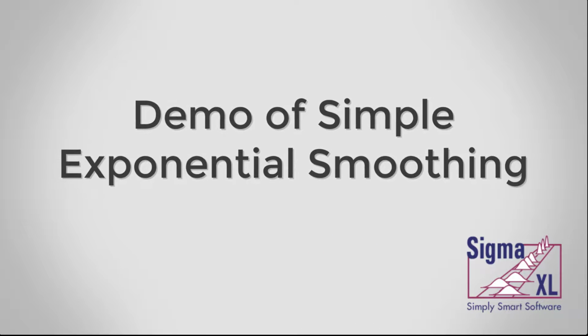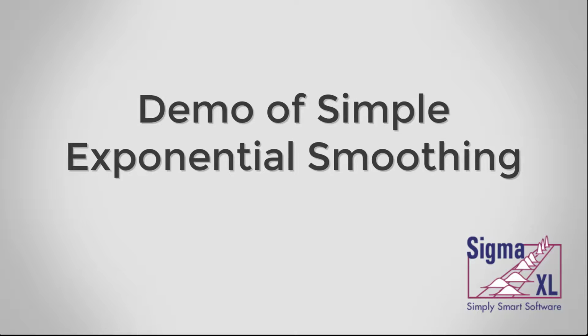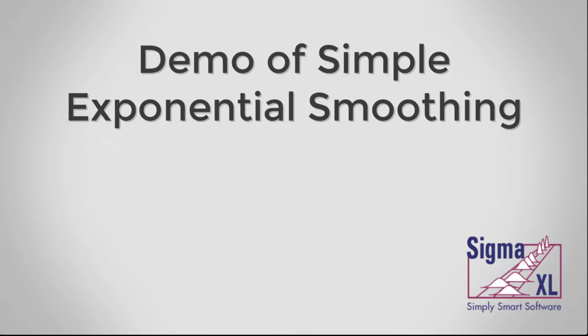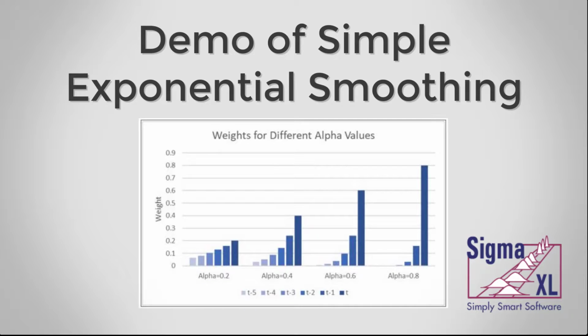Simple exponential smoothing forecasts are calculated using weighted averages, where the weights decrease exponentially as observations come from further in the past, with the smallest weights associated with the oldest observations. This is also known as the exponentially weighted moving average, or EWMA. Weights for different alpha values can be demonstrated graphically.